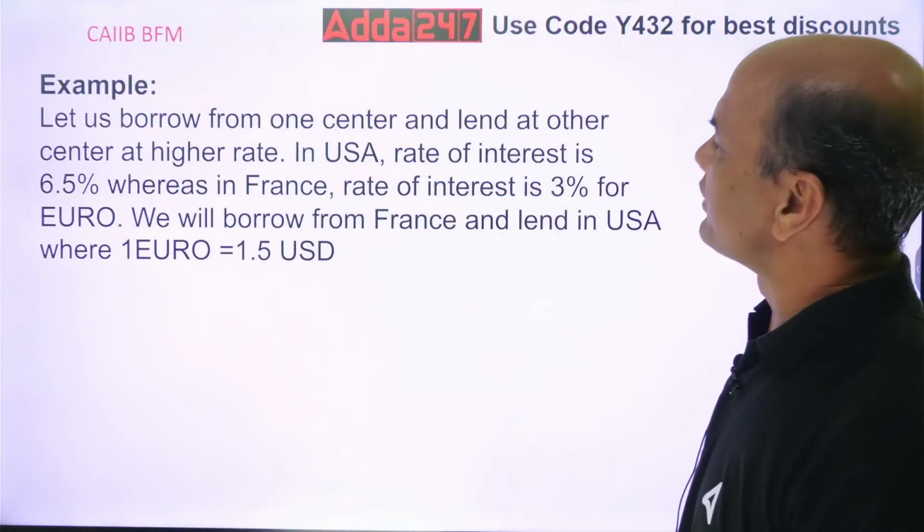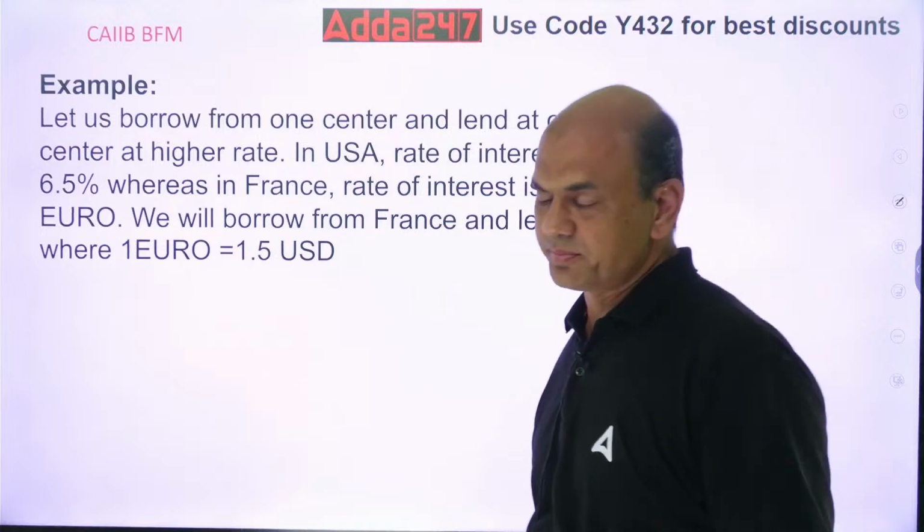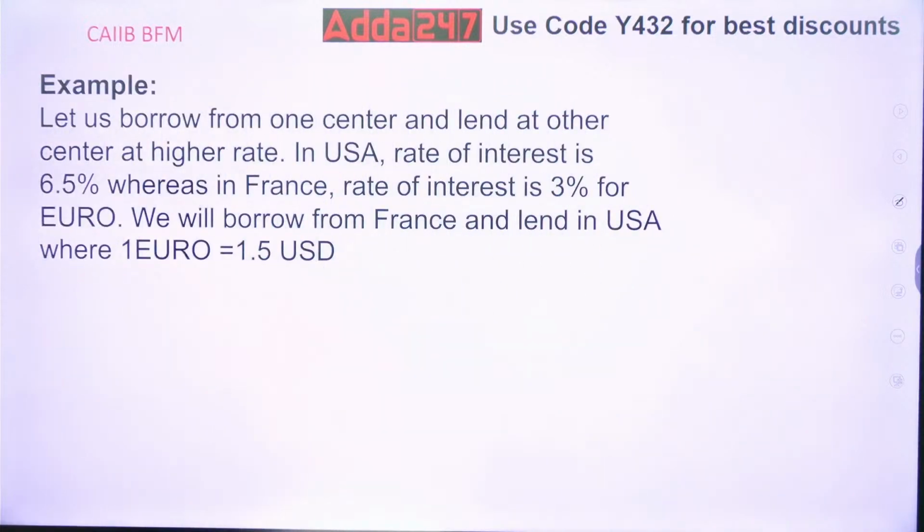Let us borrow from one center and lend to next numerical. Let us borrow from one center and lend at other center. This is arbitrage problem. This is known as arbitrage. Let us borrow at one center and lend at another center at higher rate. In USA, the rate of interest is 6.5%, whereas in France, the ROI is 3%. For euro, we will borrow from France and lend to USA. 1 euro equals to 1.5 USD. Now you have to find out the arbitrage.